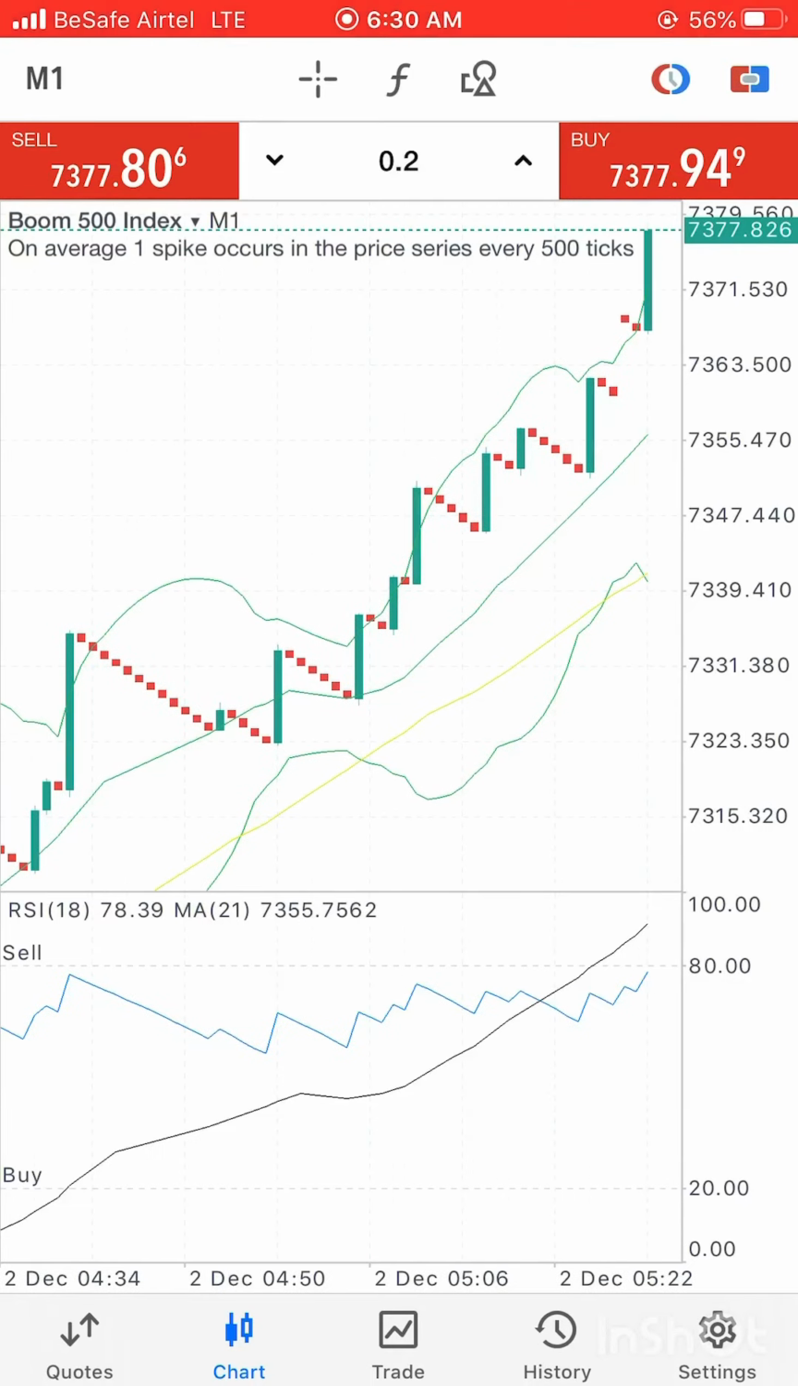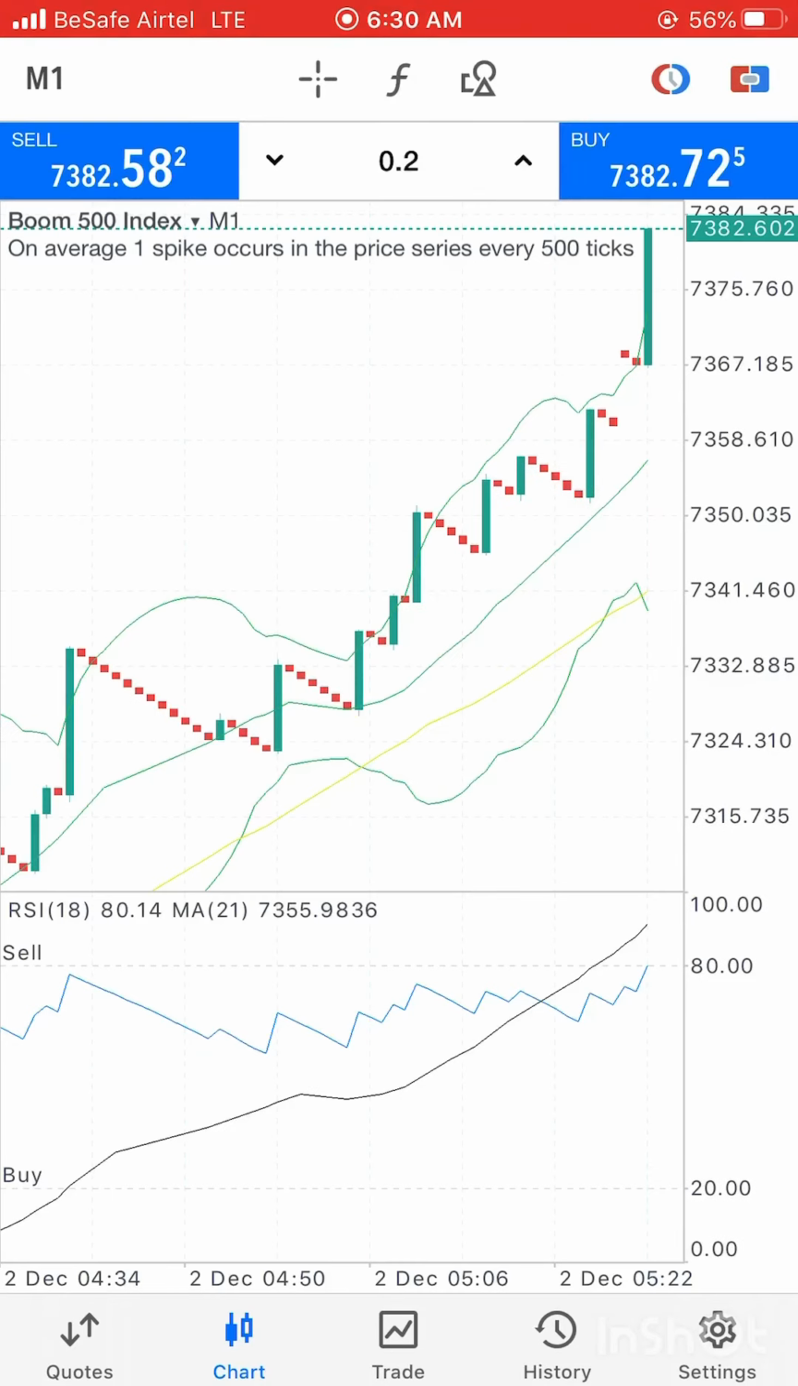Now I trade on spikes, on boom and crash. Like I said before, this strategy works for Crash 500, Crash 1000, Boom 500, and Boom 1000. Now, how do you go about this simple strategy?